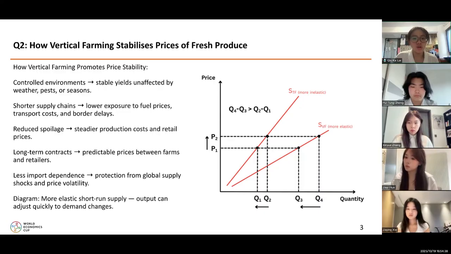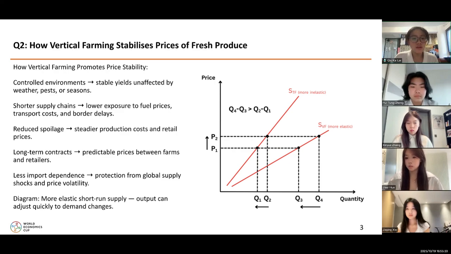Second, being close to consumers shortens the logistic chains and cuts exposure to fuel price changes or transport delays. Lower spoilage and steadier delivery costs translate into more stable retail prices. Third, predictable output allows long-term contracts between producers and retailers, fixing purchase price and improving planning certainty. These contracts can stabilize both producer revenues and consumer prices, since farmers can secure income without exposure to sudden market shifts while retailers avoid cost volatility. Over time, this reduces the amplitude of price fluctuations across the supply chain.